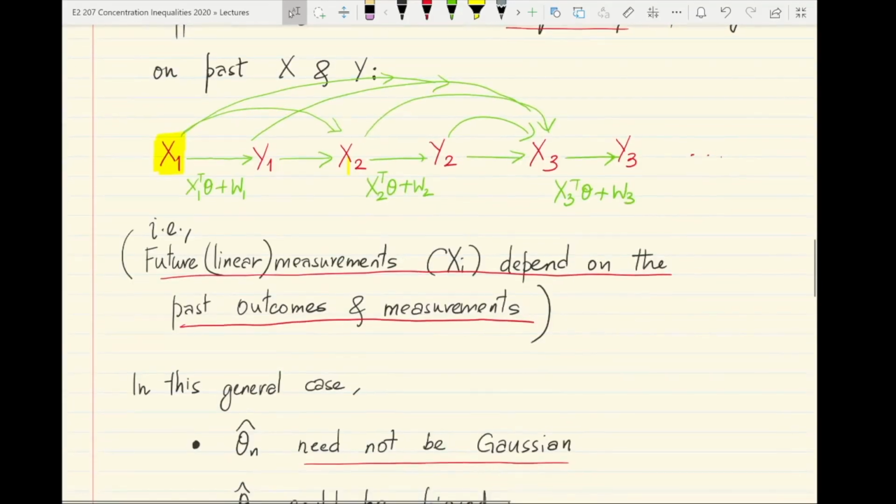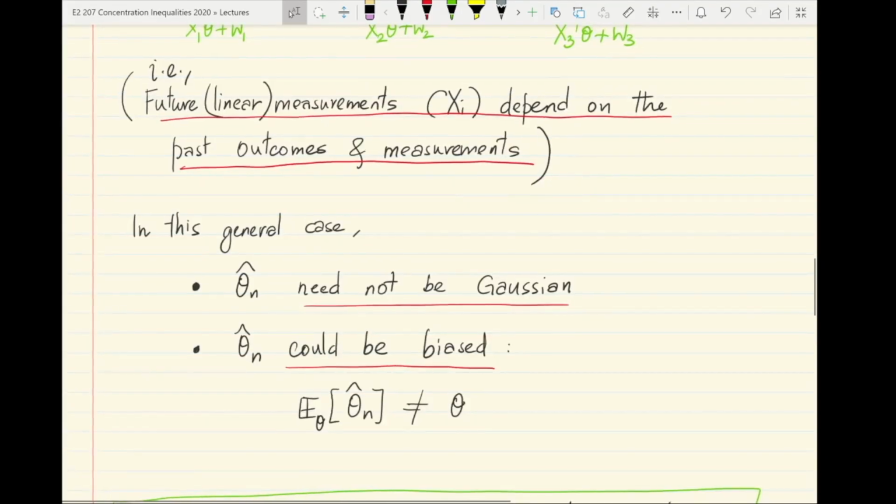In this more general case, it's actually not too hard to see that theta hat n, which was multivariate Gaussian earlier in the fixed design setting, need not be Gaussian anymore. Its distribution as a vector in d dimensions need not be Gaussian in the general case. There are examples where it can be quite far away from the Gaussian distribution, in the sense of having heavy tails and so on for certain kinds of measurement processes.